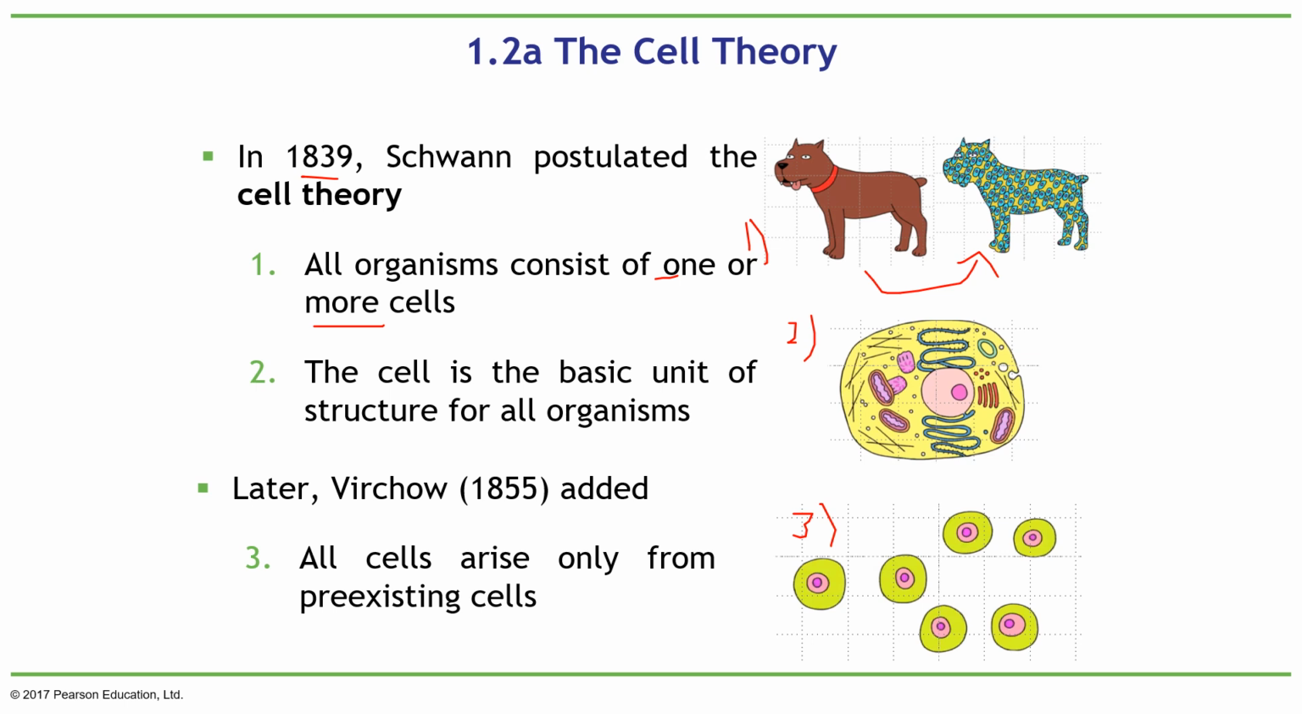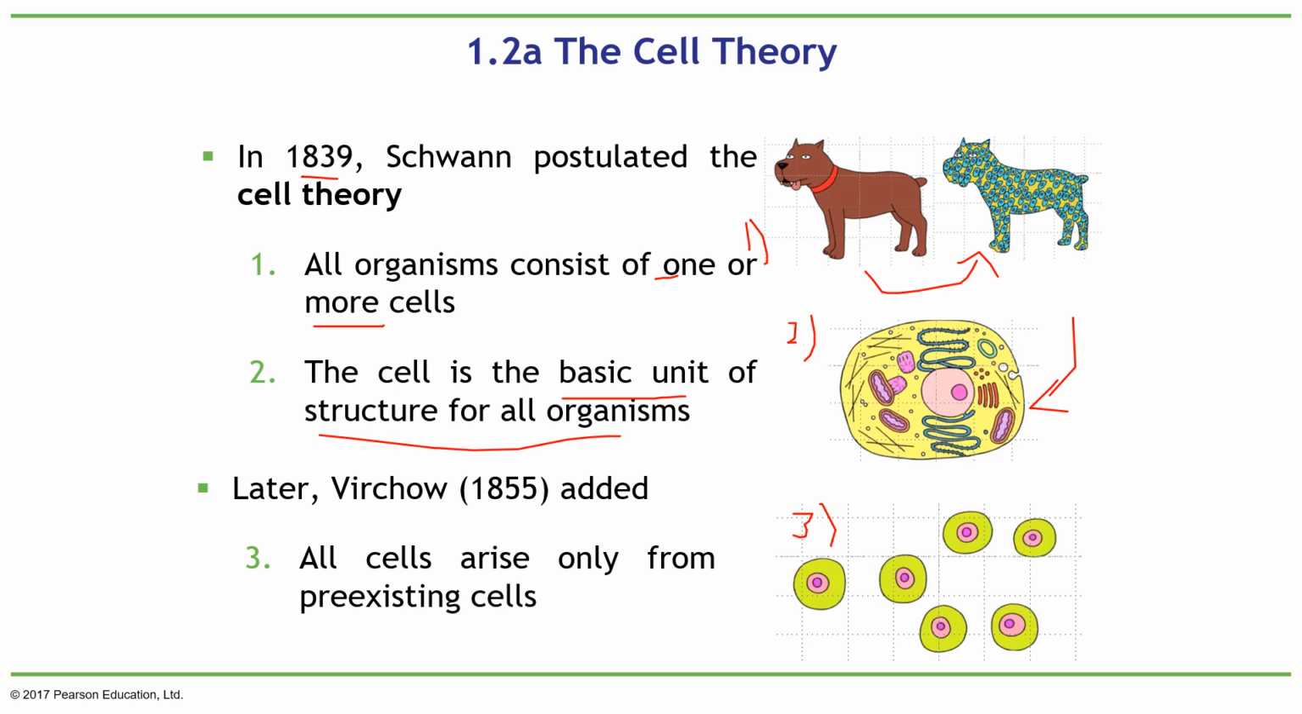The second thing that the cell theory proposed is that the cell is the basic unit of structure for all organisms. So here you can see in that video that they show an example of a cell with multiple structures. In this case, it's a eukaryotic cell that has a nucleus.